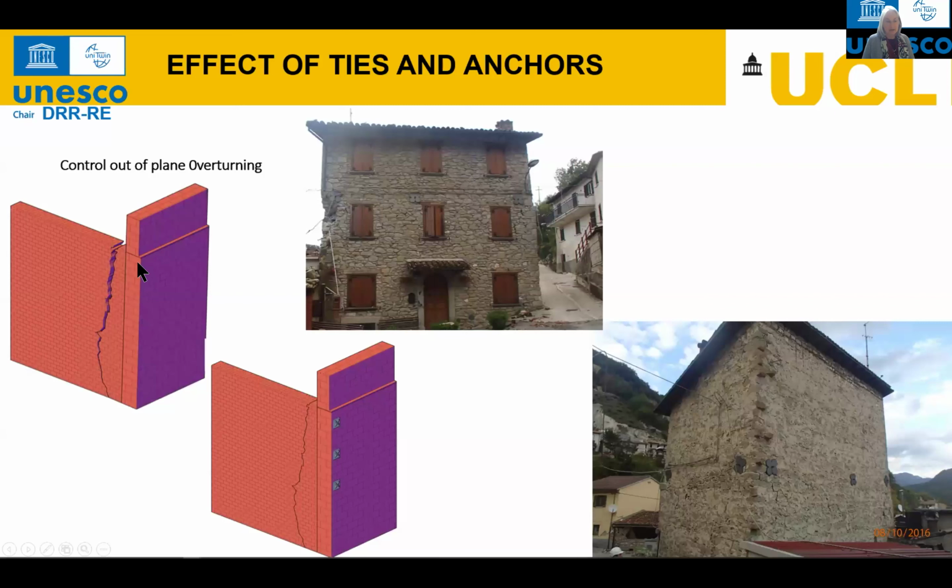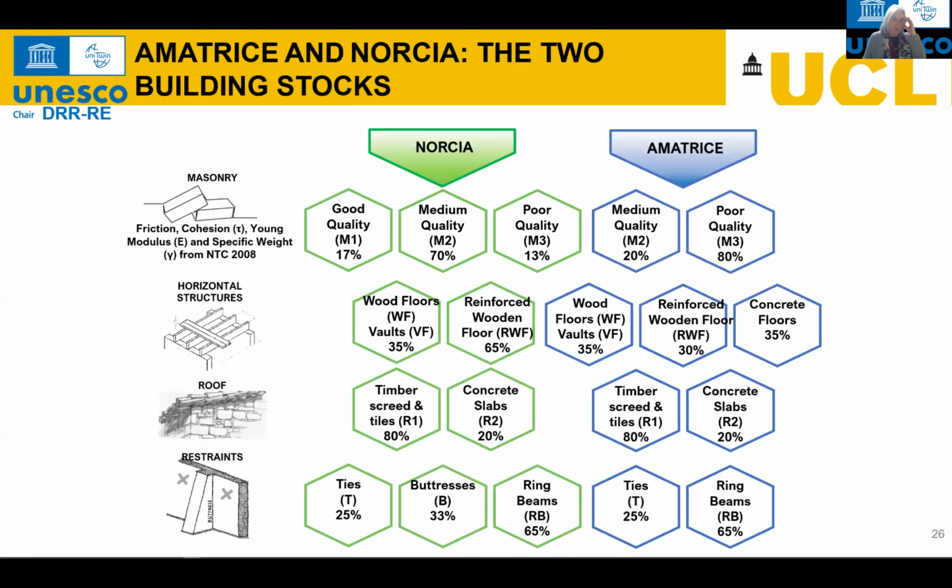Why are ties important? Ties are important because they prevent the walls overturning, so they will not prevent the cracking, as we can see here, and as we can see here in reality, but they will keep the walls together, and therefore they will prevent catastrophic damage and collapse. So, what is the effect of all of this at urban level, where we started from?